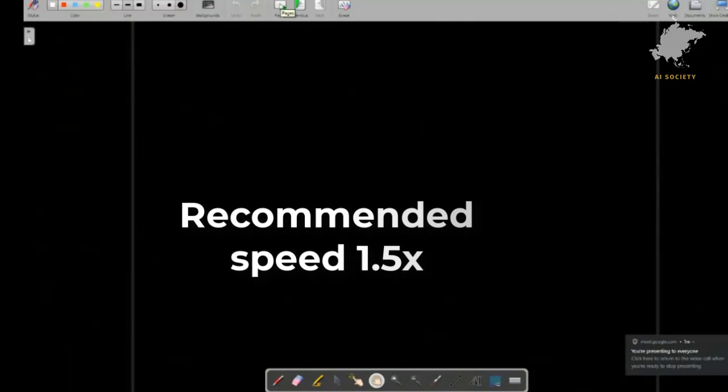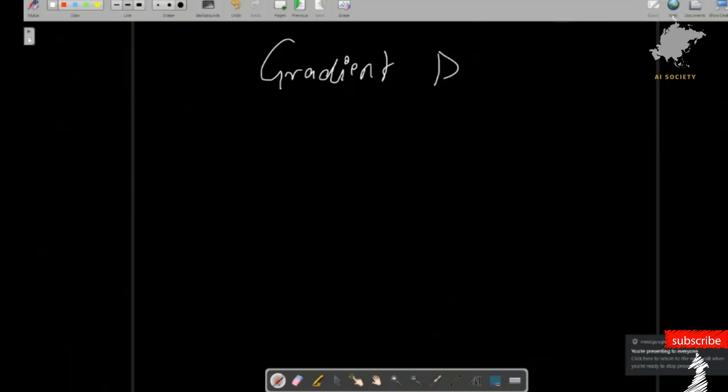Let's understand another interesting topic, which is not an algorithm, but a concept of both maths and machine learning, and that is called gradient descent. It's very important to understand this particular topic.